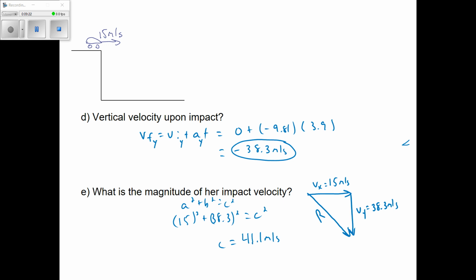But in order to solve these problems, we have to break the information up into X and Y. So I hope this helped, and now you can solve the problems on page 1 and 2.